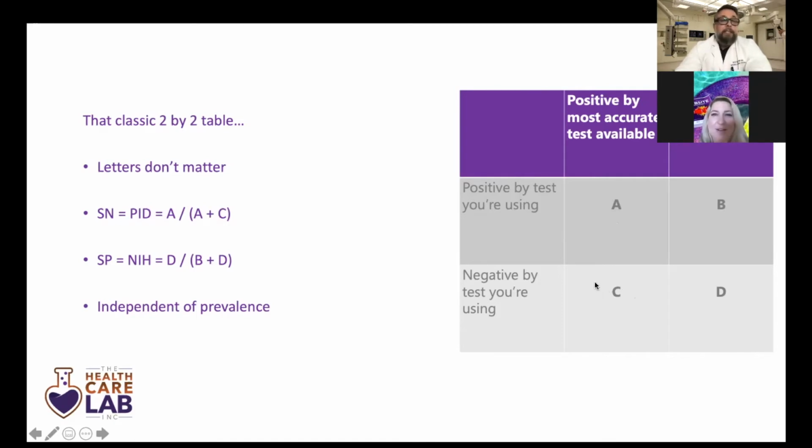So then specificity is really similar. NIH, negative in health. Here are the healthy people. Their autopsy or whatever is negative for disease, and the people who are negative, that's D, over the total number of people who really should have been negative because they don't have the disease. That's B plus D. So specificity here is the negatives in the healthy people. That's it. Again, remember, these are independent of prevalence.